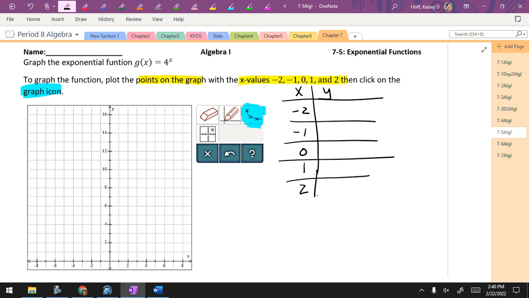Make sure you're on the top. On your own, plug in those 5 points. Plug those into this equation, G of x equals 4 to the power of x.